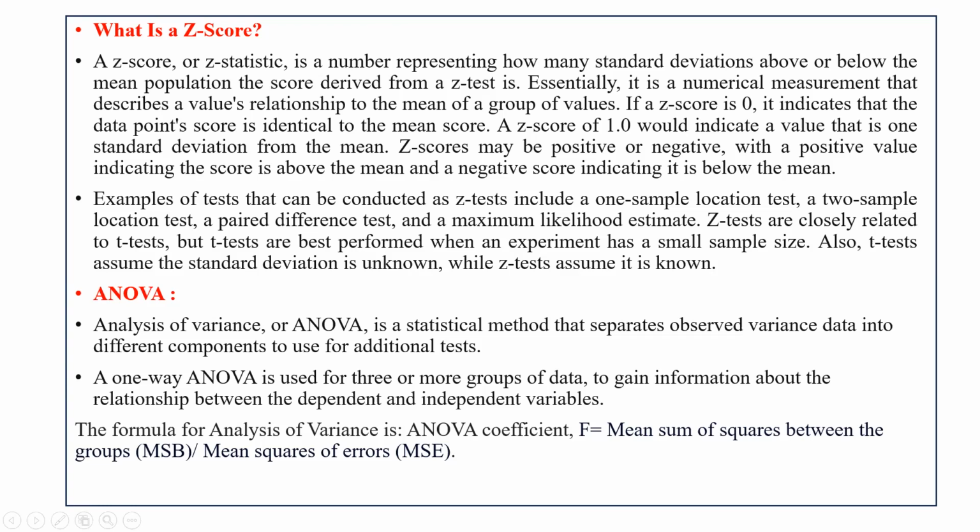Now, ANOVA, called analysis of variance, is a statistical method that separates observed variance data into different components to use the additional data. A one-way ANOVA is used for 3 or more groups of data to get information about the relationship between the dependent and independent variables. The formula for analysis of variance is the ANOVA coefficient, that is F, equal to the mean sum of squares between the groups, MSB, divided by the mean square of error, that is MSE.